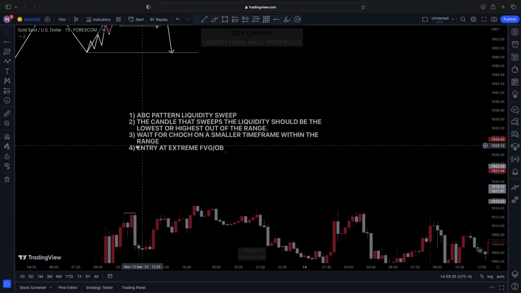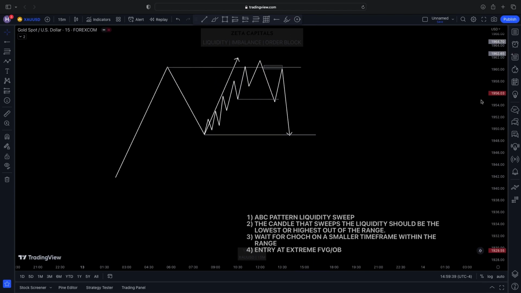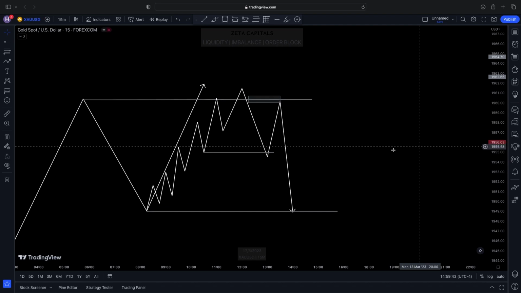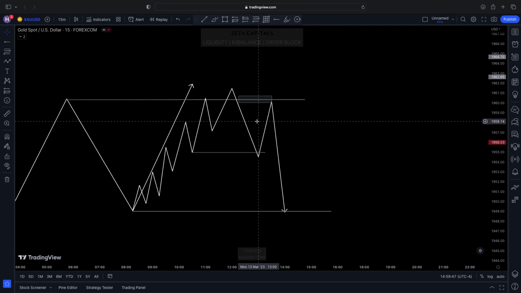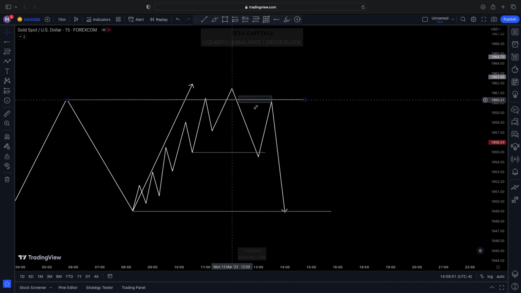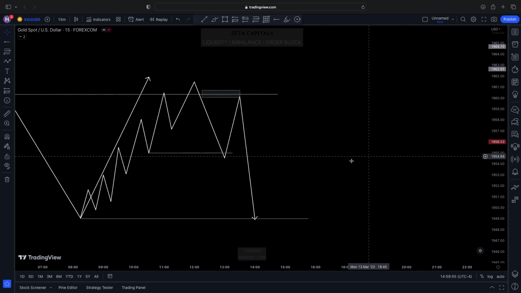Alright guys, now coming to our fourth rule. When you are on a smaller time frame, you need to have your entry at the extreme fair value gap. You don't want to use that first fair value gap. You need to use that extreme FVG, okay. You are definitely going to miss some trades, but it is what it is. I mean, it's the best way.